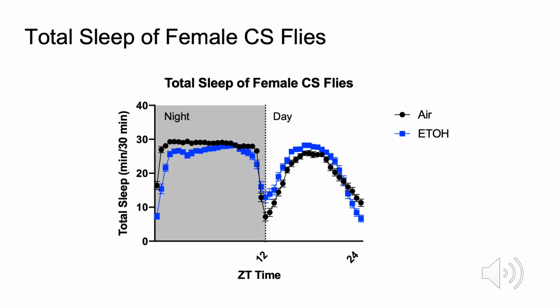As a matter of review, we expose flies to ethanol vapor and then measure their overall sleep patterns using the Drosophila activity monitor system, and we measure it for a period of 5 days.